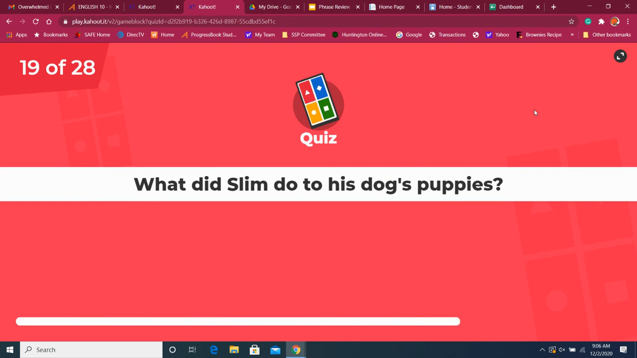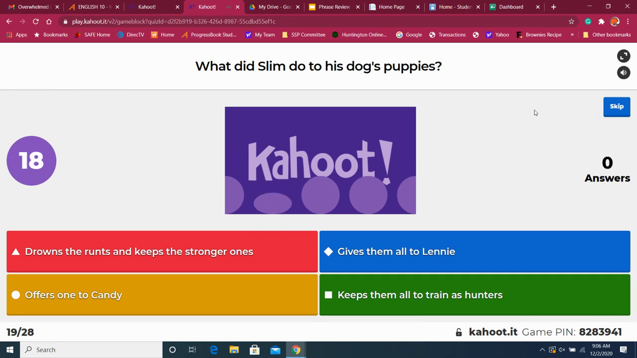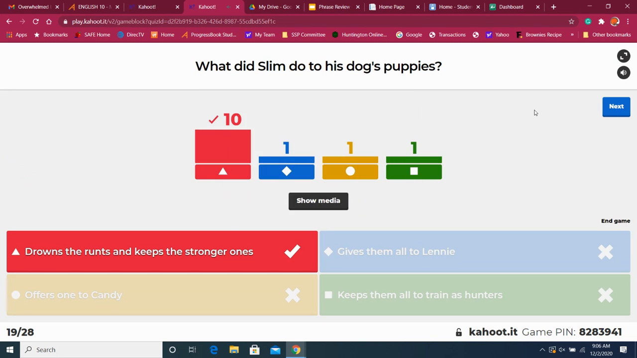What did Slim do to his dog's puppies? Drowns the runts and keeps the stronger ones, offers one to Candy, gives them all to Lenny, keeps them all to train as hunters. Again, yes, he does. He drowns the runts, keeps the strongs. So almost this idea of survival of the fittest. Okay.